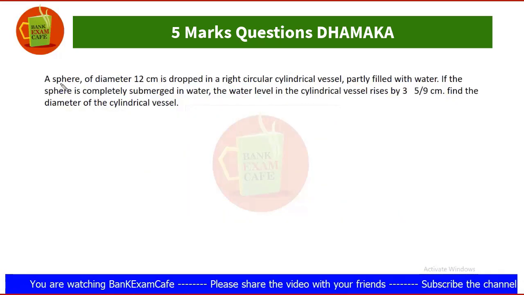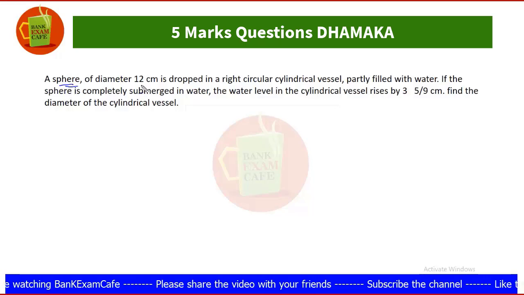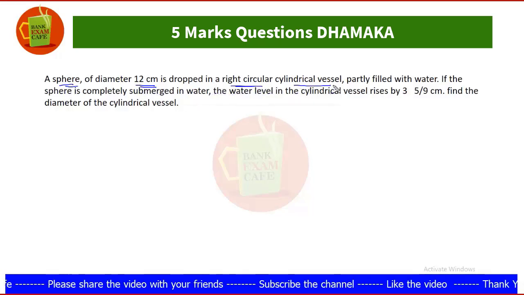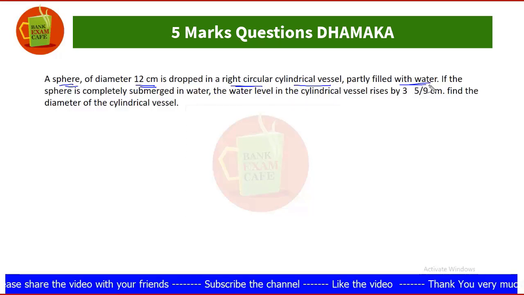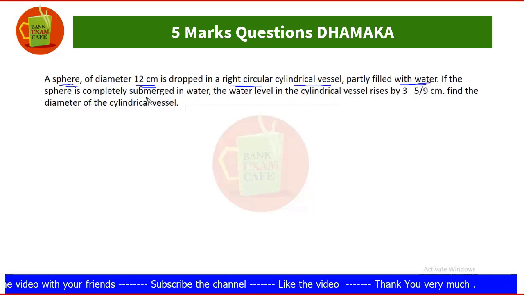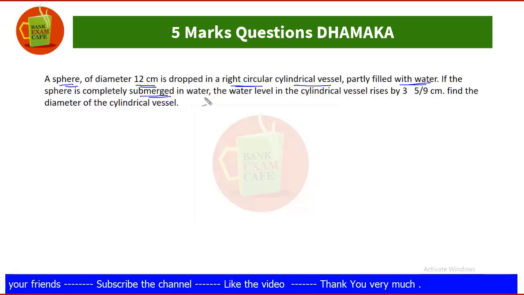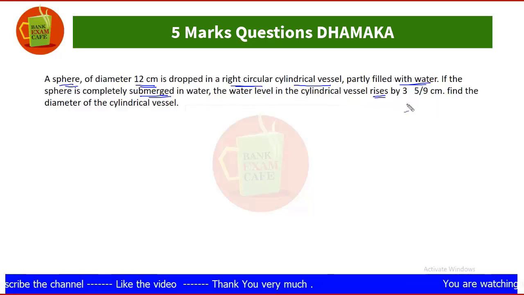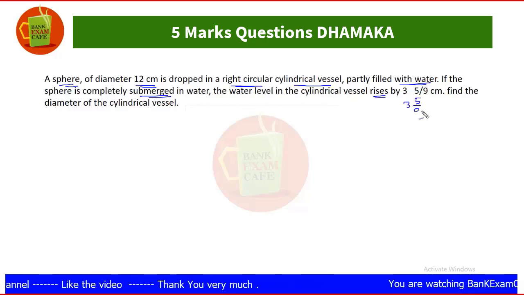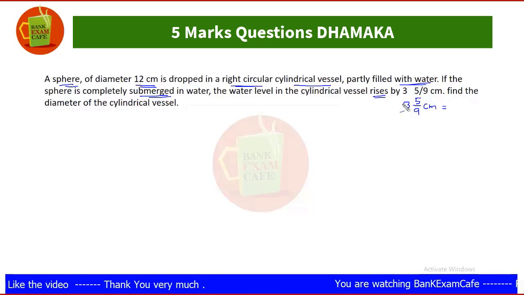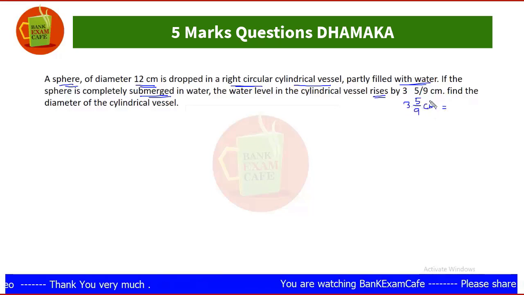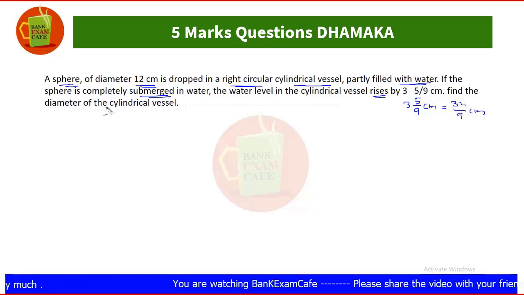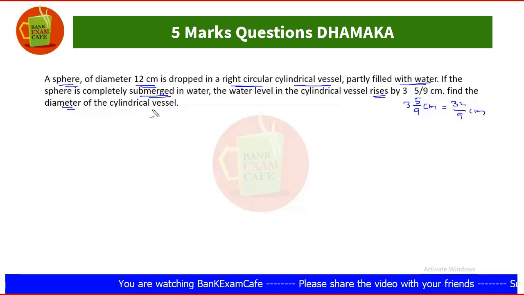Friends, here is another question on the screen. A sphere of diameter 12 centimeter is dropped in a right circular cylindrical vessel partly filled with water. If the sphere is completely submerged, the water level in the cylindrical vessel rises by 3 integer 5 by 9 centimeter, that is equal to 9 3s are 27, 27 and 5, that is 32 by 9 centimeter. Find the diameter of the cylindrical vessel.